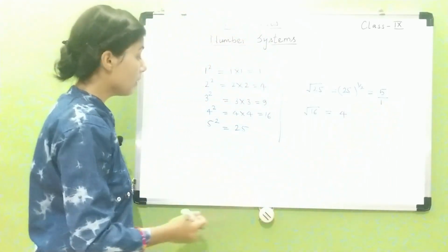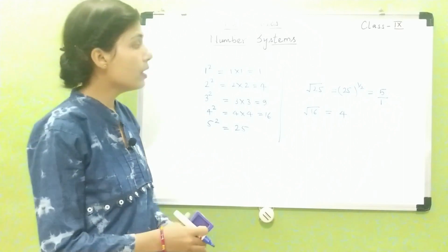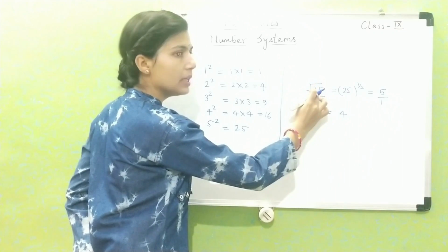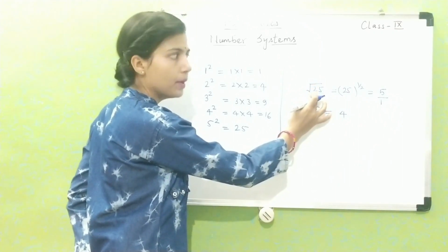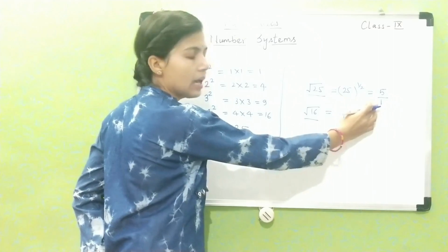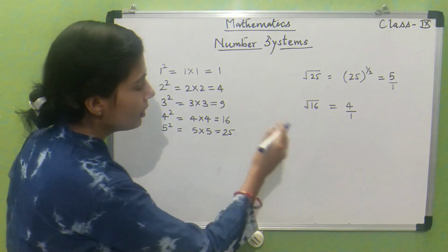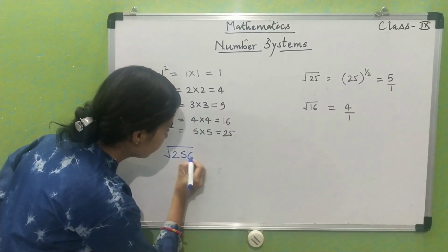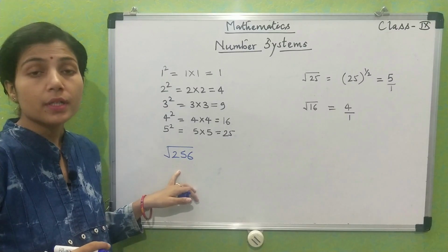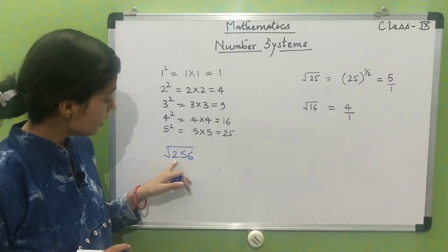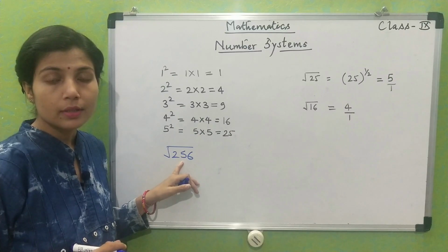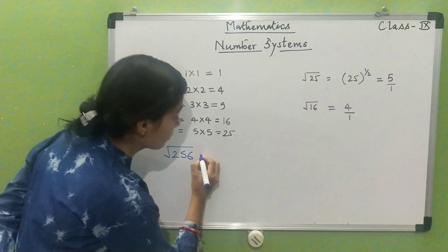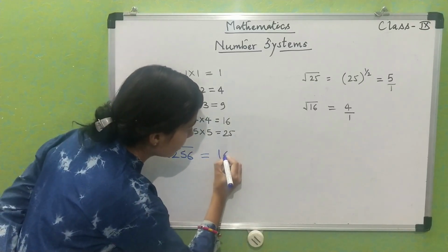So if a number is written in the form of a square root, and under the square root it is a perfect square number, then it will be considered a rational number. Let's take another example: square root of 256. If you remember the square table till 20, you can easily find its square root. 16 into 16, the square of 16, is 256. So the square root of 256 is 16.